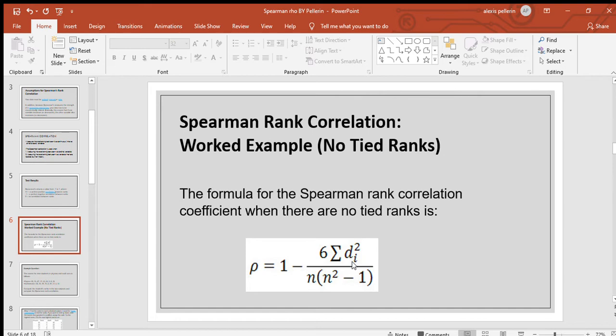Spearman rank correlation worked example. This is for no tied ranks. The formula for the Spearman rank correlation coefficient when there are no tied ranks is ρ equals 1 minus 6 times the summation of d squared, divided by n times n squared minus 1.